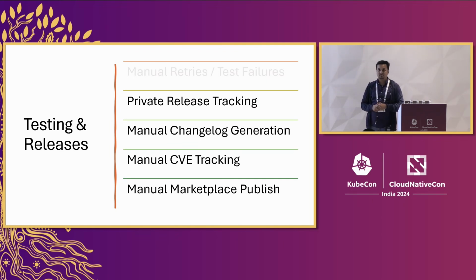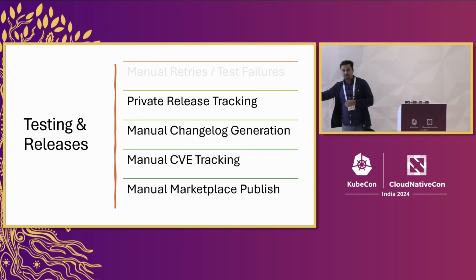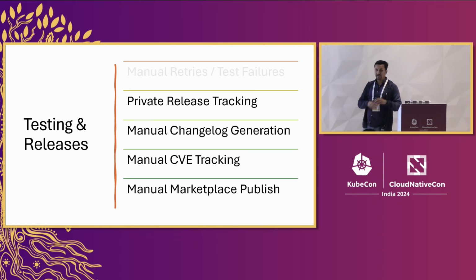So one of the major things is that a lot of companies heavily rely on security scanners to track the CVEs. So we had to list them down, and we were manually tracking CVEs. And finally the marketplace publishing. This is another pain point. Once the release is done, we had to go manually through AWS, Azure, and Google Cloud to publish the images on their marketplaces. But we tackled all of them one by one.